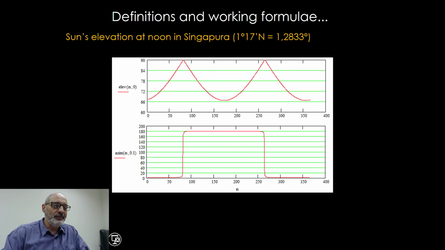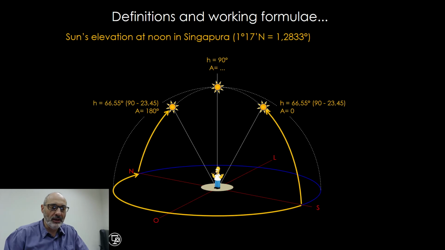These formulas allow us to calculate things like the sun's elevation at noon in a given place, for instance Singapore, which is close to the equator. You see that the elevation at noon varies very little, from 66 to 90 degrees during the solstice, and at noon the azimuth is exactly minus 90, plus 90, or 0, 180 degrees.